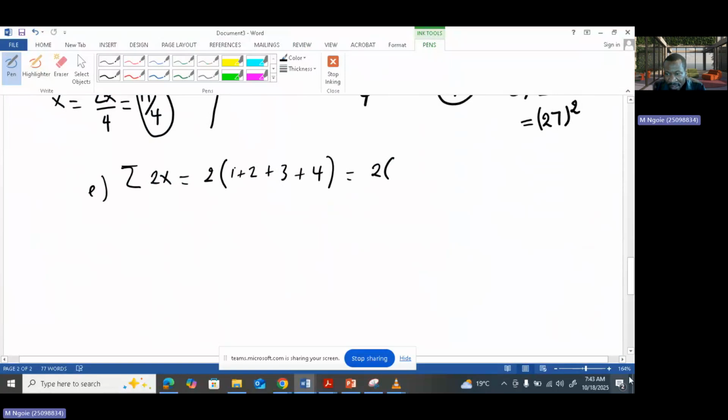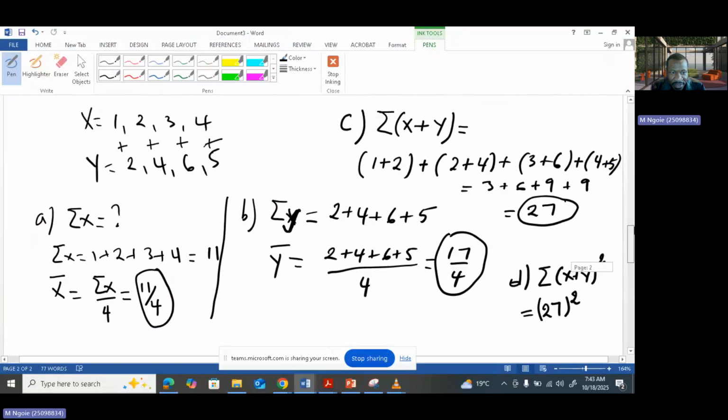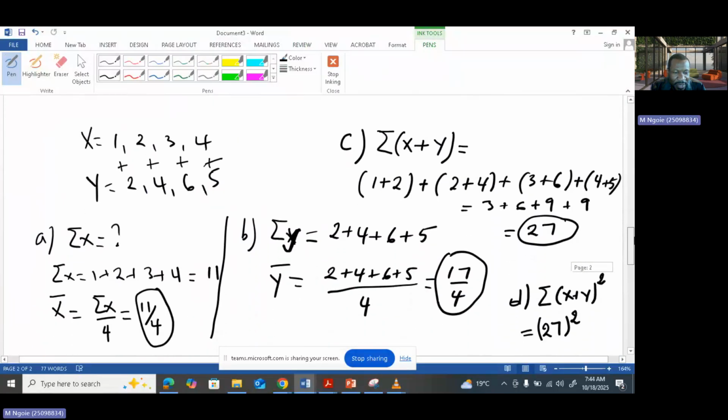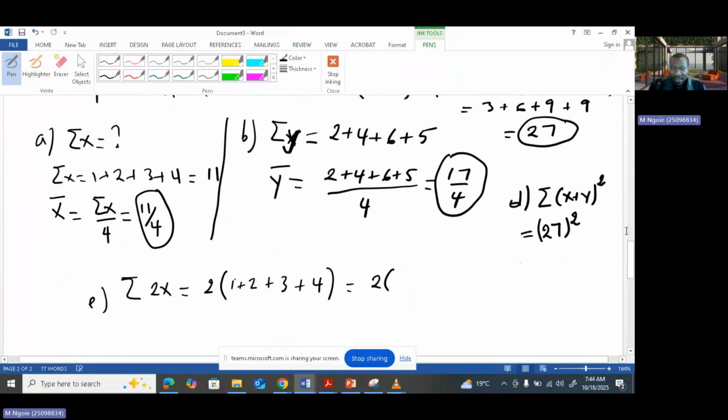So y is giving 6, but there it was 11. Let me check. Oh, okay. I made a mistake here. 3, 3 is 10 here. Sorry, you can see it. 10 is 10, not 11. That's going to be 20, right?